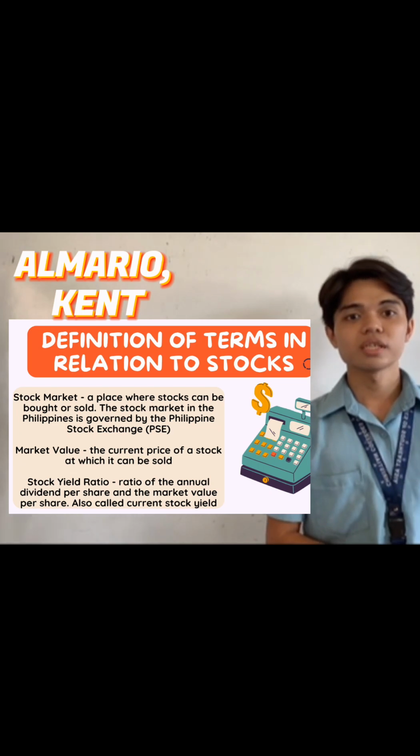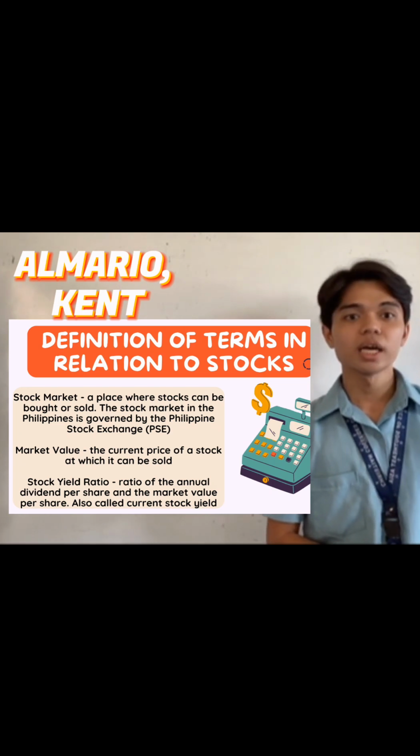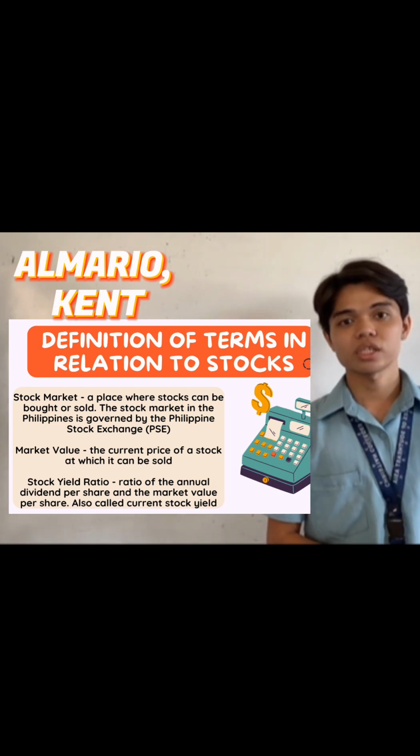The next is the market value. Market value is simply the current price of the stock. It can change based on many things, such as how well the company is doing, the economy, and what investors think of the company's future, either to fail or to succeed.